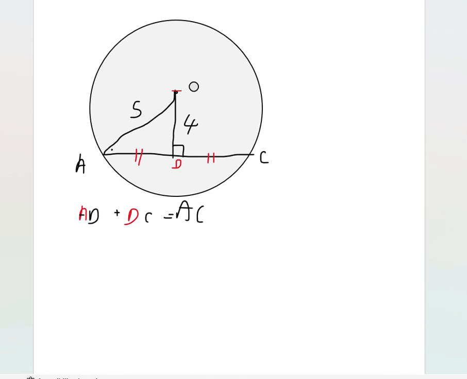Now what we're going to do is make use of this triangle over here. It's a right angle triangle, right? This is also 90 degrees because of the sum of angles on a straight line.